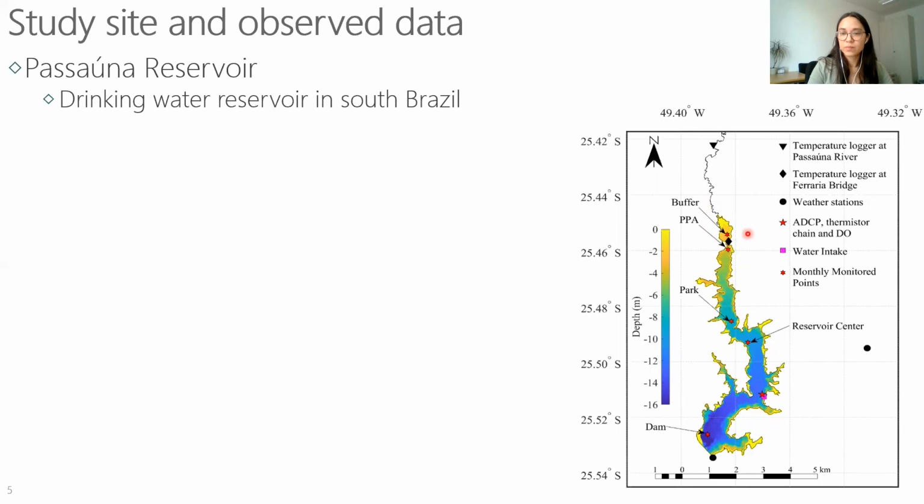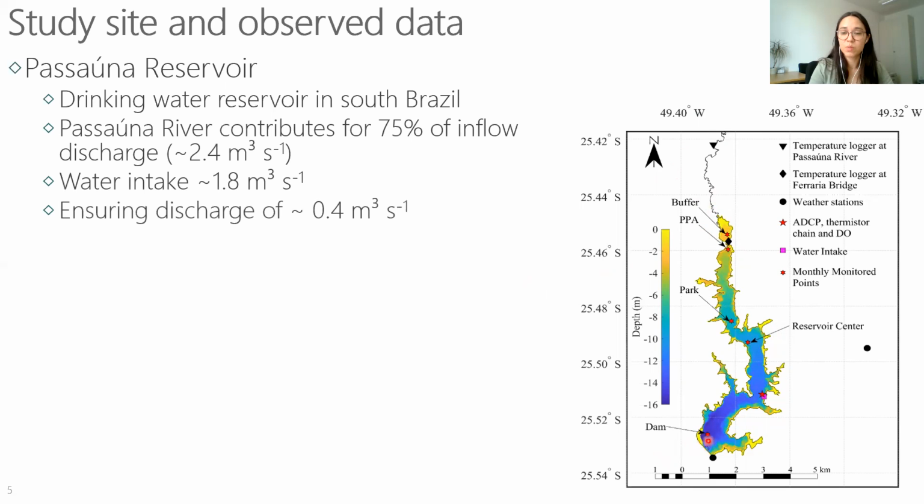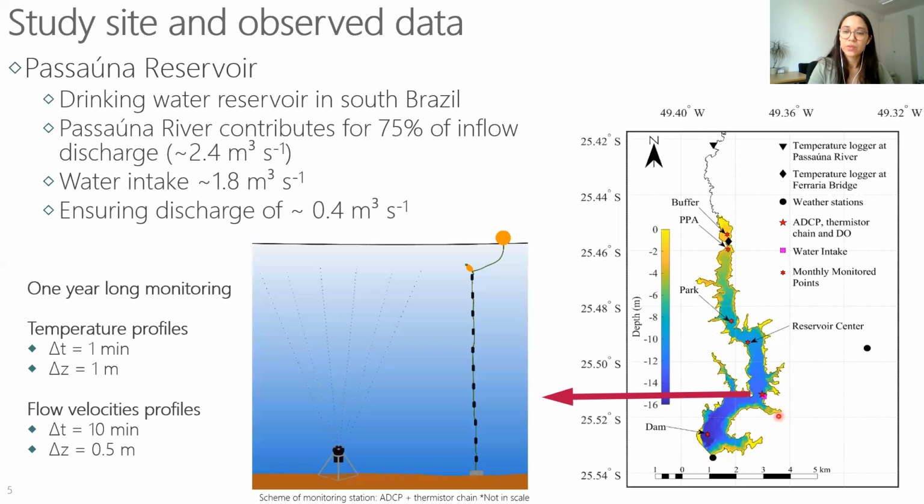This is the bridge over here, so there's a constriction. The main inflow is Passauna River, this one here. We have a water intake at this location, and here we have the dam with a spillway and a gate that has a continuous discharge. Here in front of the intake, we had a monitoring site, so all of the data is compared to measurements at this point, where we measured flow velocities with an ADCP and temperature profile with a thermistor chain.